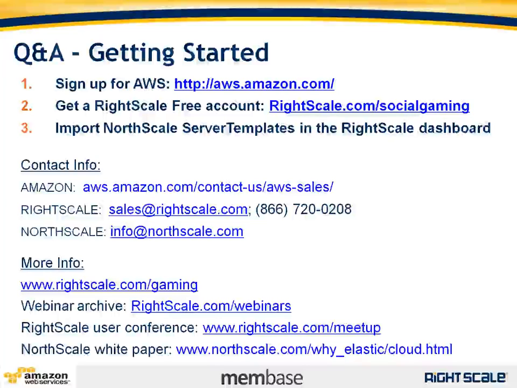There is a resource page that's been left up here, so there's lots of things available. The first thing to note is it's very easy and low cost to get started. All you need is to sign up for Amazon, and that's pay by the hour, so the minimum commitment is literally a few cents. Once you get your Amazon credentials, just go to the RightScale login page, and it'll take you through the process of how to enter your Amazon credentials. Once you've entered them, you have a free RightScale account, and you're off to the races. Then you'll get access to the RightScale libraries where you can get the NorthScale Membase server templates that were just published yesterday.